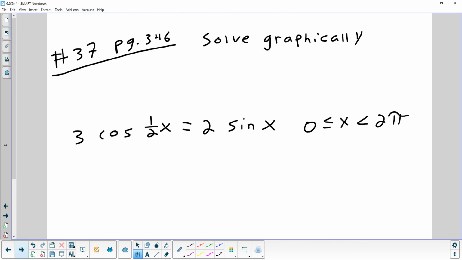Okay, let's look at this one. Now, some of these you actually can solve algebraically. Not all of them. So we're not going to worry about whether this is a problem you could solve algebraically. We will get to that later on. Let's just graph it and see what happens.